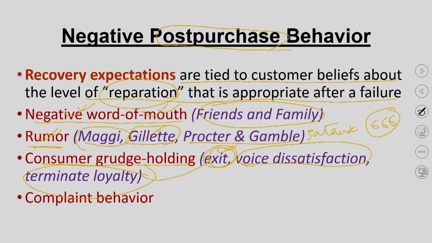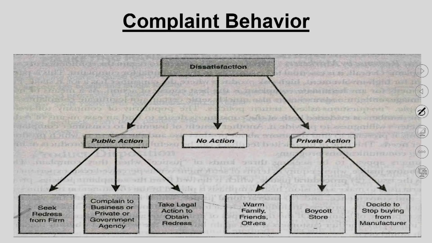And the fourth is complaint behavior. This is the most important or interesting thing to look at, what the consumer can do besides negative word of mouth, rumor, and grudge holding: he can complain. So this complaint behavior is another important thing to look at. Basically, if you buy a product and negative feelings are generated, the consumers can indulge in something called complaint behavior.